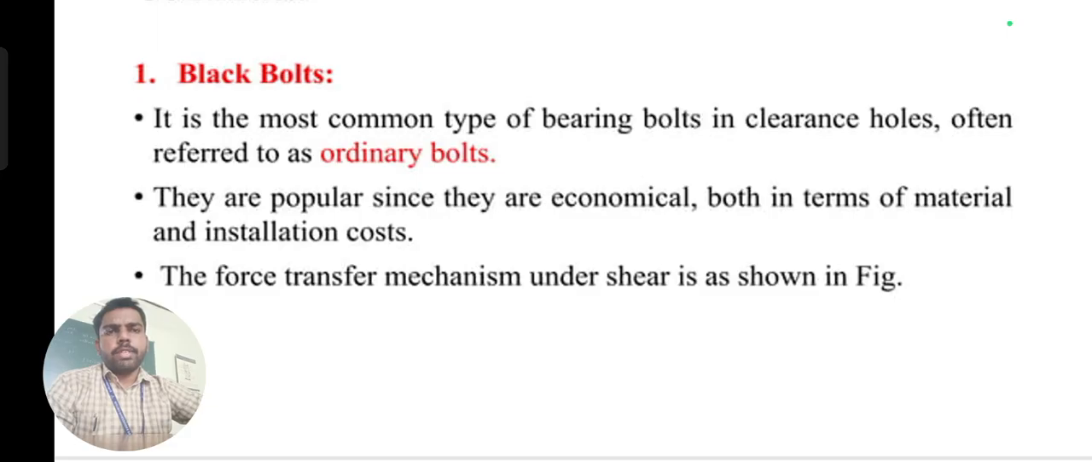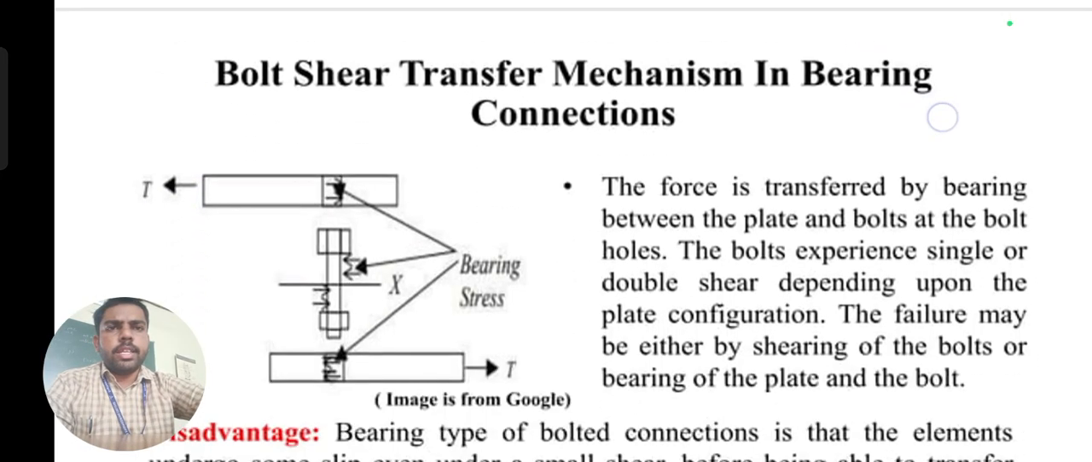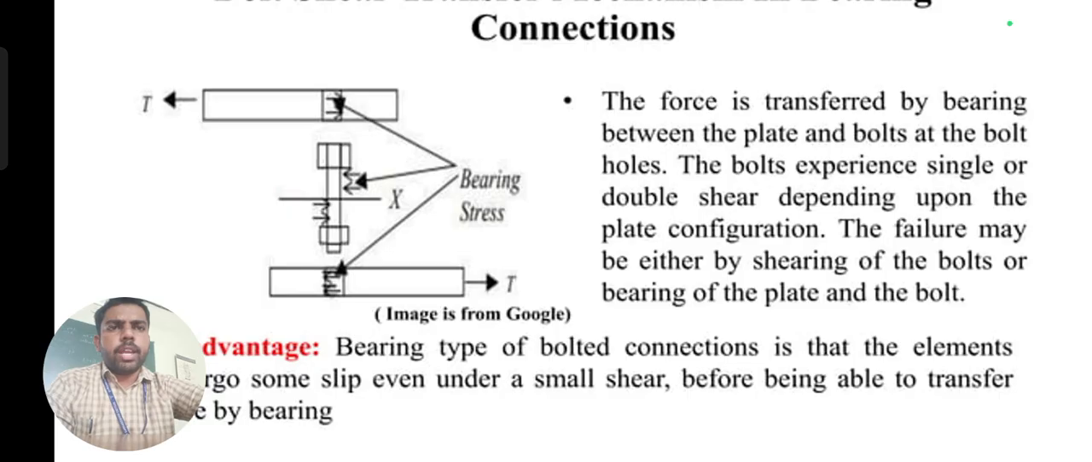And the force transfer mechanism under shear, see this figure, for this type of connection with black bolts. The force is transferred in bearing between the plates and the bolts at the bolt holes. This is the bolt and that is the bolt hole. When this type of bolt is inserted in that hole, some stresses act. Those stresses acting at the inner point of your joint are called bearing stresses. Failures may occur by shearing failure and bearing failure. From the design point of view, we have to consider the shear strength and bearing strength.